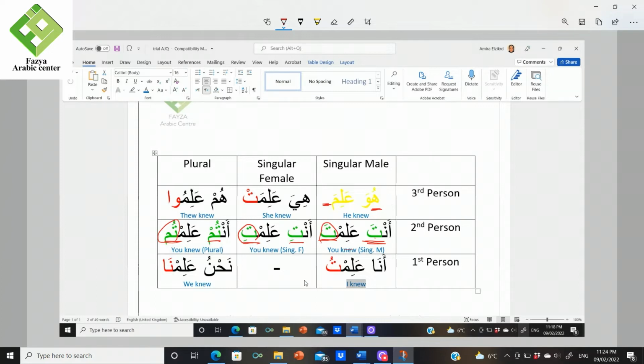They knew, she knew, he knew, you knew, you knew, you knew, the three of them, that is anta, anti, antum, all of them knew. I knew, we knew. So nothing in the form of the verb in English would tell you any information about who did the verb.